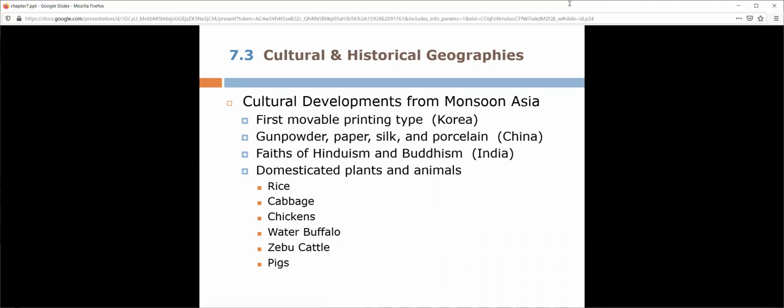Two of the major religions of the world, Hinduism and Buddhism, are found in this particular region. Lots of the big agriculture and meat products, such as rice, cabbage, chickens, cattle, pigs, were domesticated in this part of the world. I see Jacob.